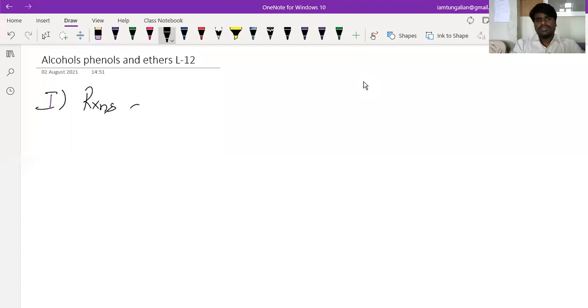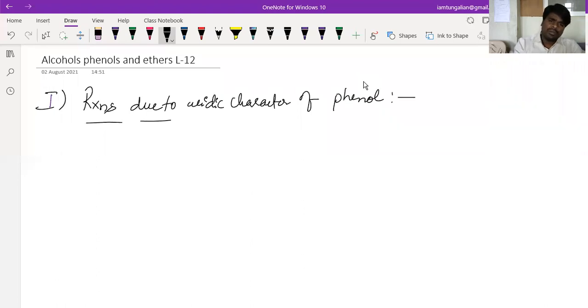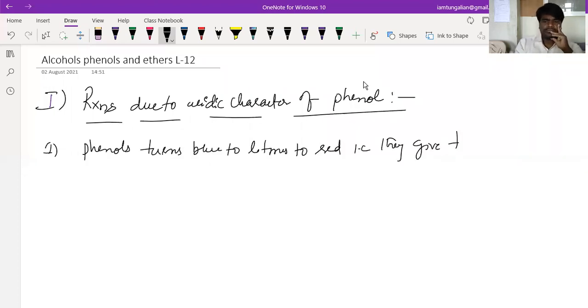Reactions due to acidic character of phenol. As we have already seen the acidic nature of phenol in the last class, what is the criteria, beta? Acidic nature of phenols is directly proportional to the electron withdrawing groups at ortho and para positions and inversely proportional to electron donating groups at ortho and para positions. We have seen how the relative acidic character of these phenols varies.